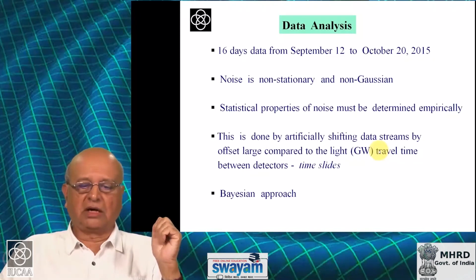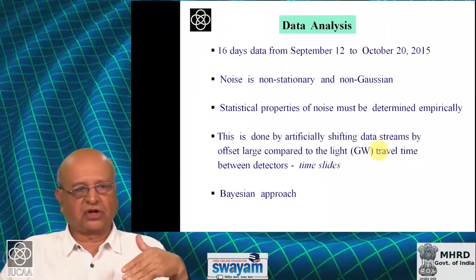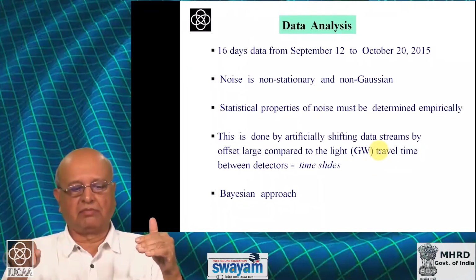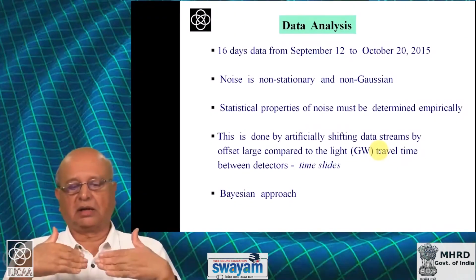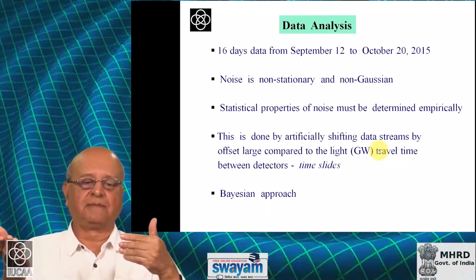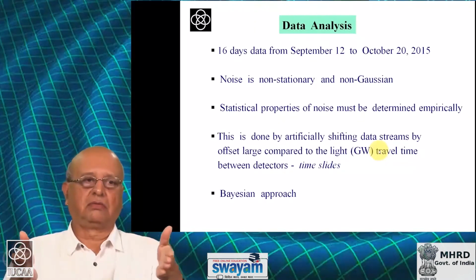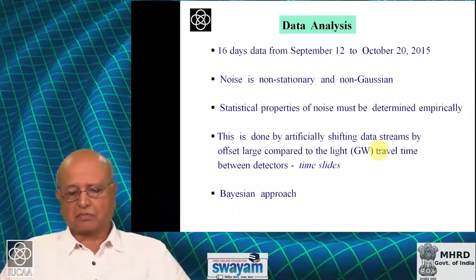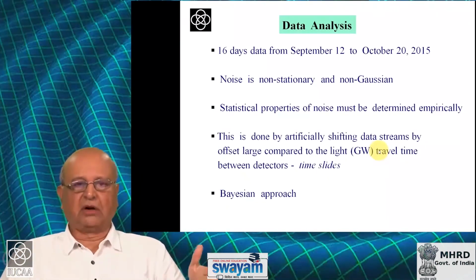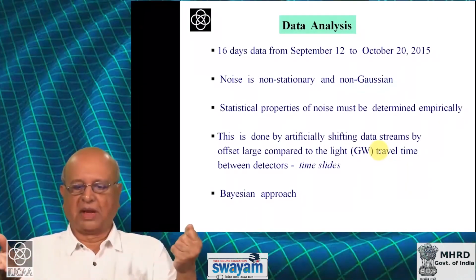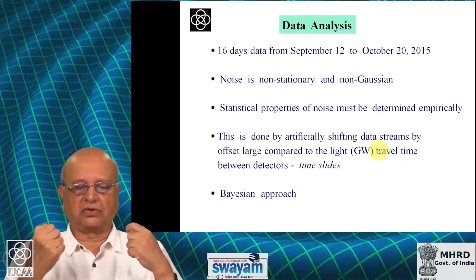This is done by artificially shifting the data streams by offsets large compared to the light travel time, or the gravitational wave travel time, between the detectors. So, suppose you slide the data by an amount. The light travel time between the detectors is something like 10 milliseconds, and you allow for some shift error because of the noise. So, you take something like 15 milliseconds, and if you take a time slide of more than 15 milliseconds, then you do not expect a signal to be there if you match these two data streams and add them in quadrature and so on.